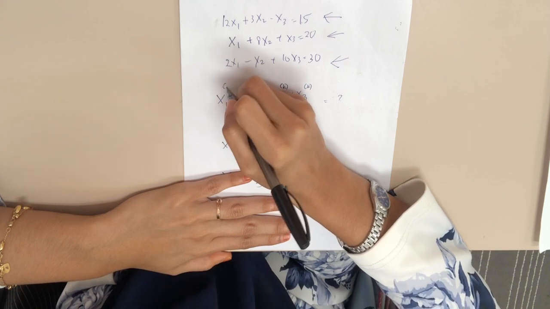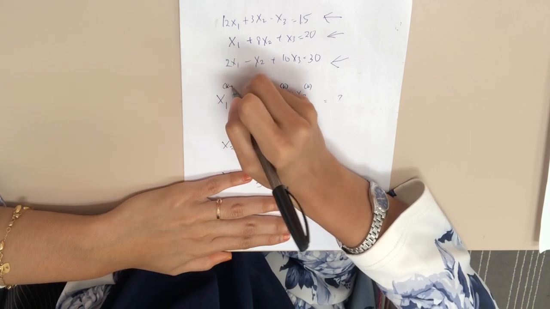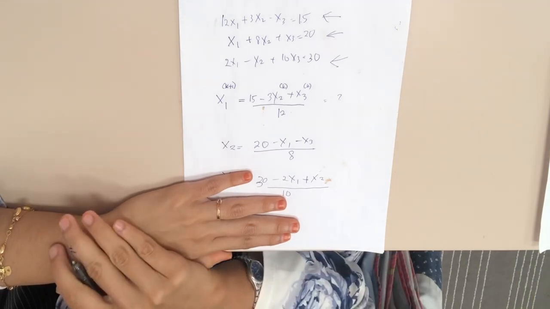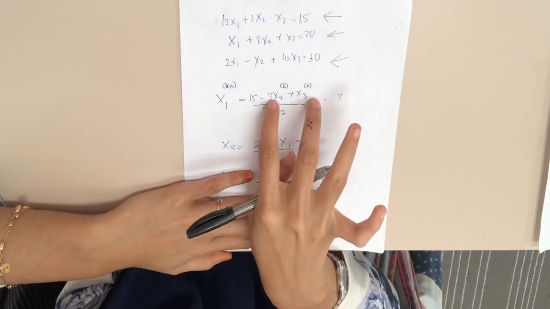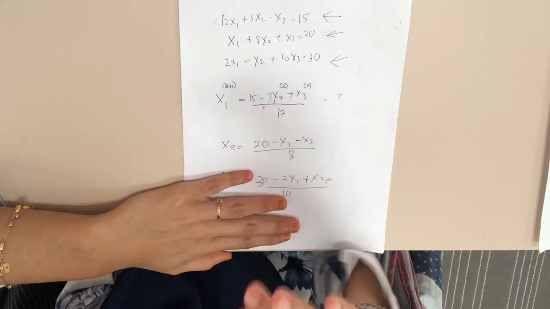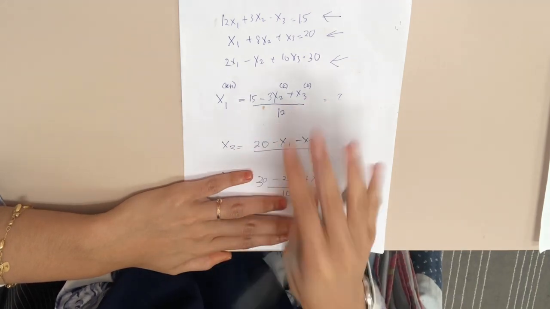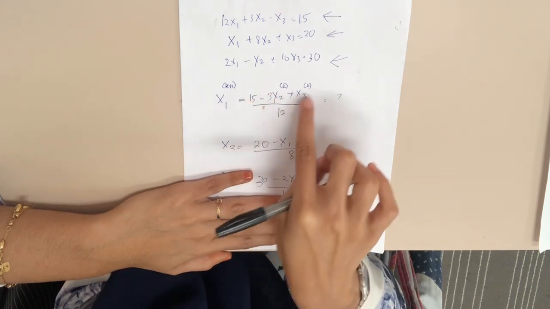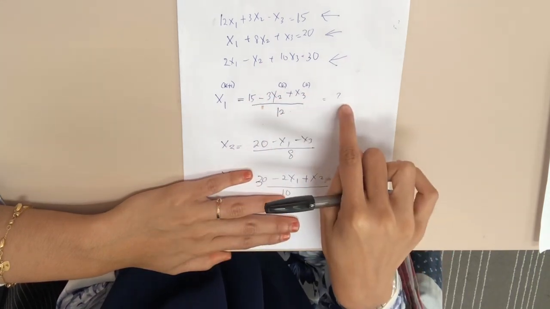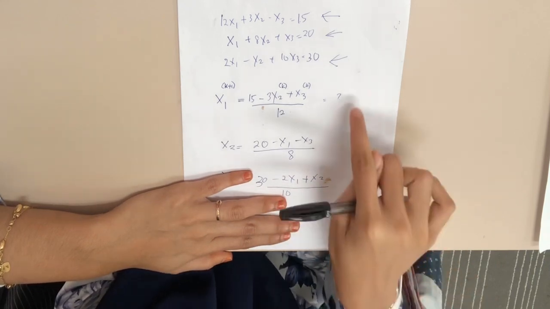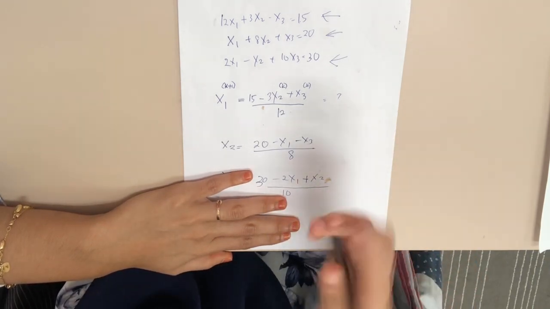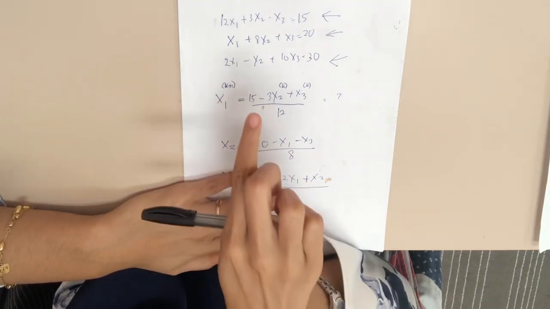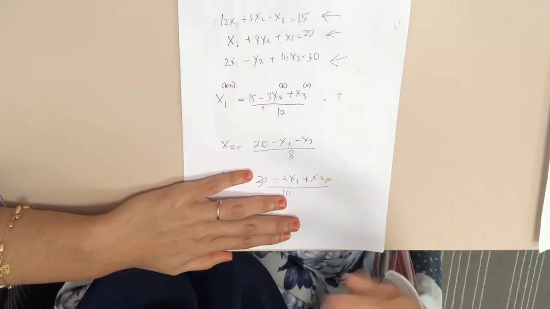So this X1 must be K plus 1. Here is K because you use the original value first. I mean you use an old value. After you substitute the old value here and then you calculate 15 minus blah blah blah divided by 12, you get the value, right? And this value is a new value. A new value for x1. That's why x1 must be k plus 1. K plus 1 means the new value.